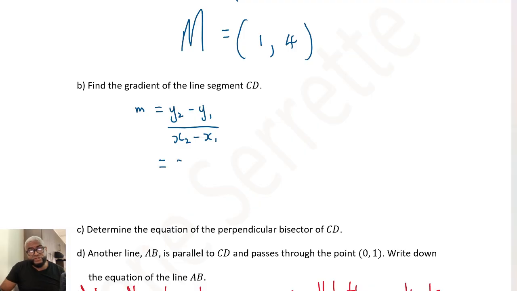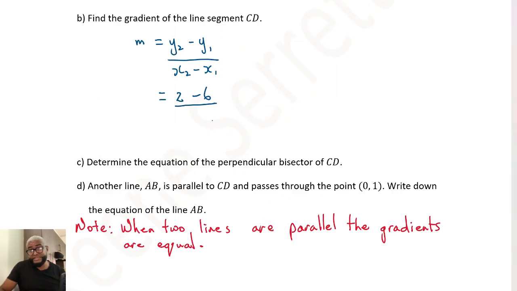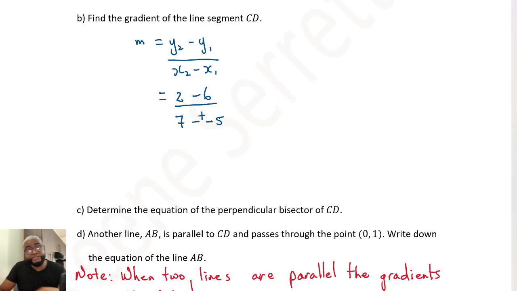So this will be equal to 2 minus 6 over what is x2? 7 minus x1, which is negative 5, right? A negative and a negative makes a positive. So this will be 7 plus 5. So this will be equal to 2 minus 6 divided by 7 plus 5, 12, right?